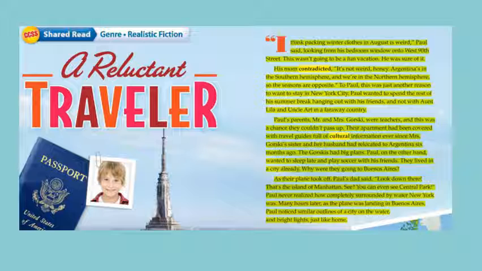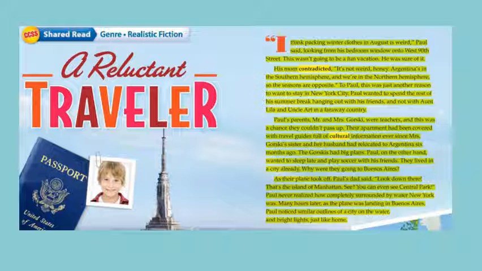The Gorskis had big plans. Paul, on the other hand, wanted to sleep late and play soccer with his friends. They lived in a city already. Why were they going to Buenos Aires? As their plane took off, Paul's dad said, "Look down there. That's the island of Manhattan. See? You can even see Central Park." Paul never realized how completely surrounded by water New York was.